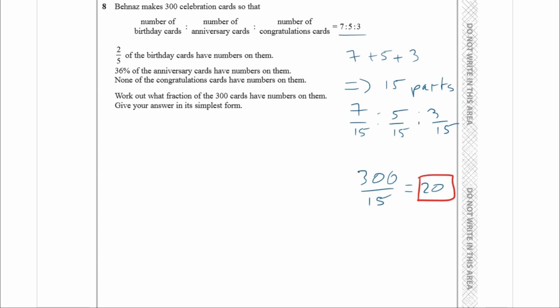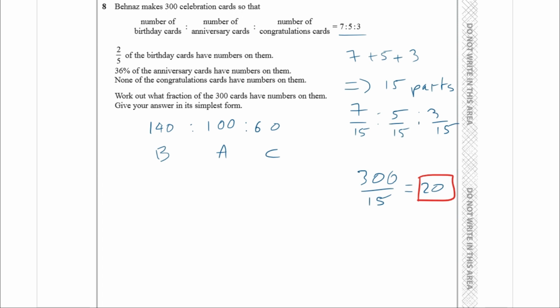Using 20 as a single part, the number of cards are separated in the following way. 7 parts birthday cards, 7 times 20 is 140. Anniversary cards, 5 times 20 is 100. And then 3 parts for the congratulation cards is going to be 60. And you can see here that 140, 100 and 60 all add up to 300. So we've separated this into birthday cards, anniversary cards, and congratulation cards. Okay, so now we can answer the question.